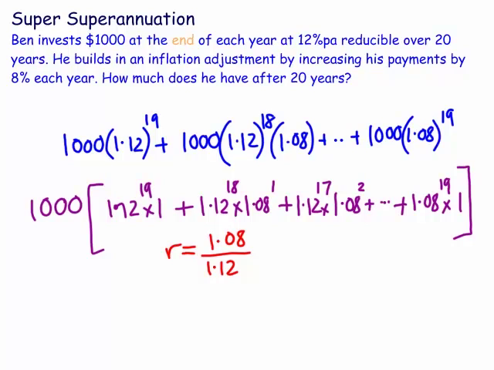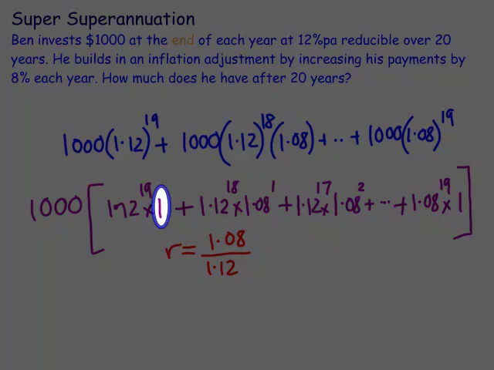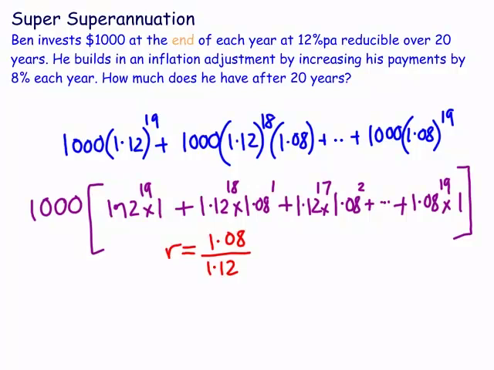Now, how many terms are there? Well, let's have a look at the 1.08s, just to work out how many terms there are. So we have 1 to 19 there, but we've also got a 1 here. So we have 20 terms. So again, it's now sum to 20.